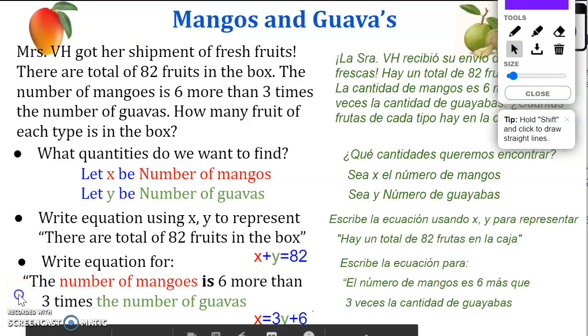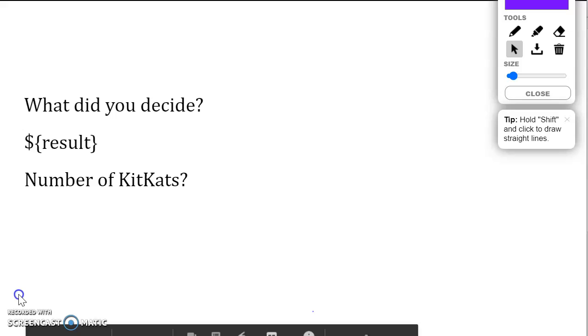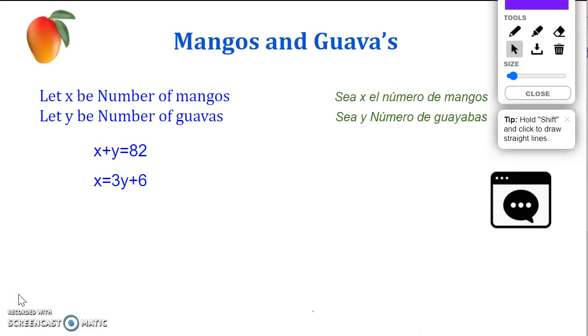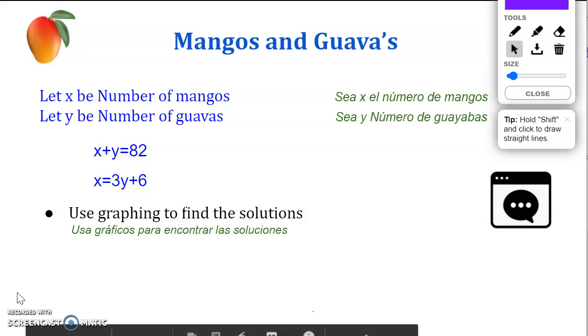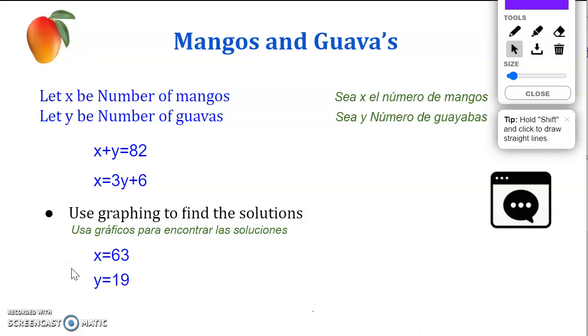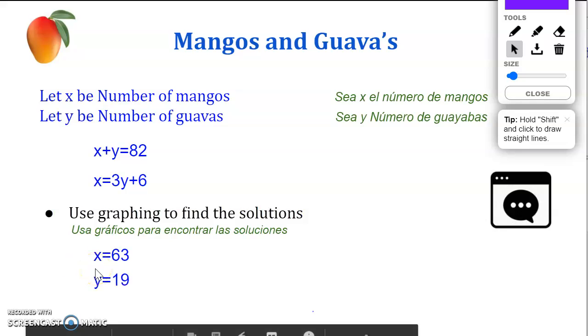So now that we have our two equations, we need to graph them to find the solutions. So you're going to pull up the Desmos.com graphing calculator and find the solutions. Okay, where do the two graphs meet? It meets when x is equal to 63, y is equal to 19, or the coordinate (63, 19).